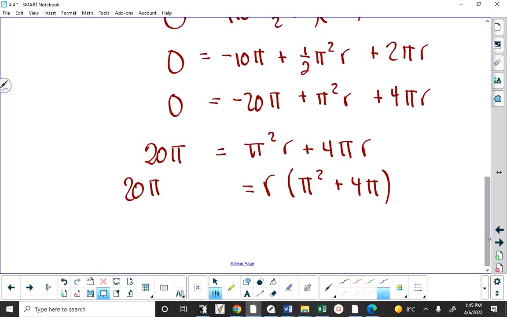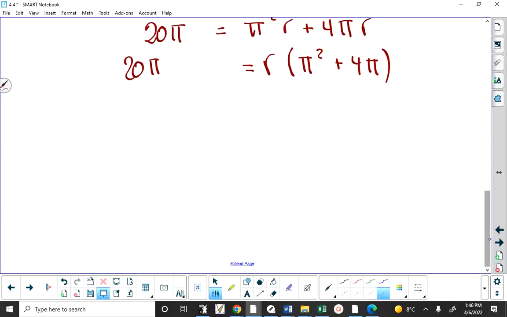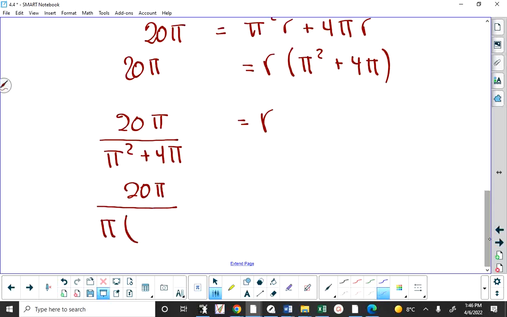You know what I just realized right now is I could have divided everything by pi a little bit earlier. I don't know at what stage I could have done that, but I could have divided everything by pi. But that's okay. Now I can divide both sides by that pi squared plus 4 pi to get 20 pi over pi squared plus 4 pi. I can factor a pi out of the denominator, which allows me to cancel the pis, which I could have done up top. I could have just divided both sides of the equation by pi. So I get for r, 20 over pi plus 4.